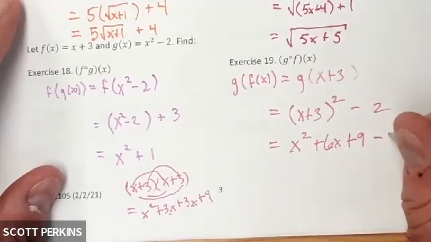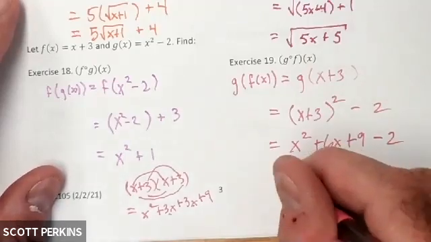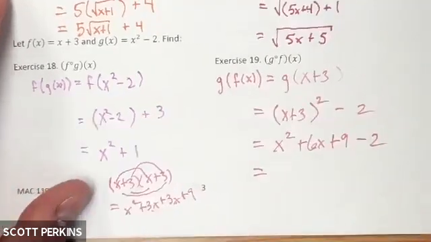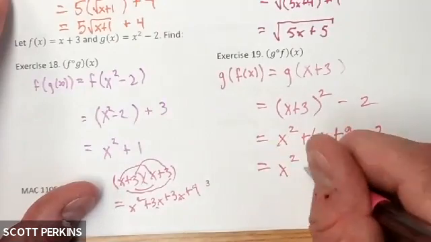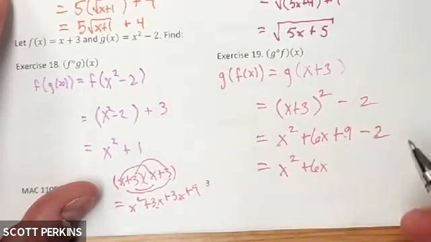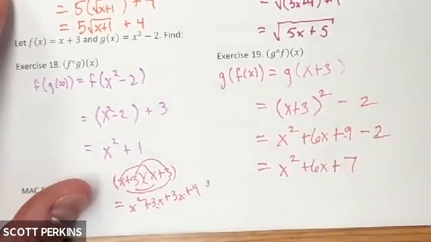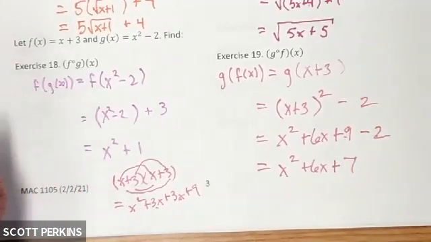And then that minus 2 is patiently waiting for its day in the sun, which is going to happen right now. So I have x squared plus 6x, 9 minus 2 is 7. And there we go.